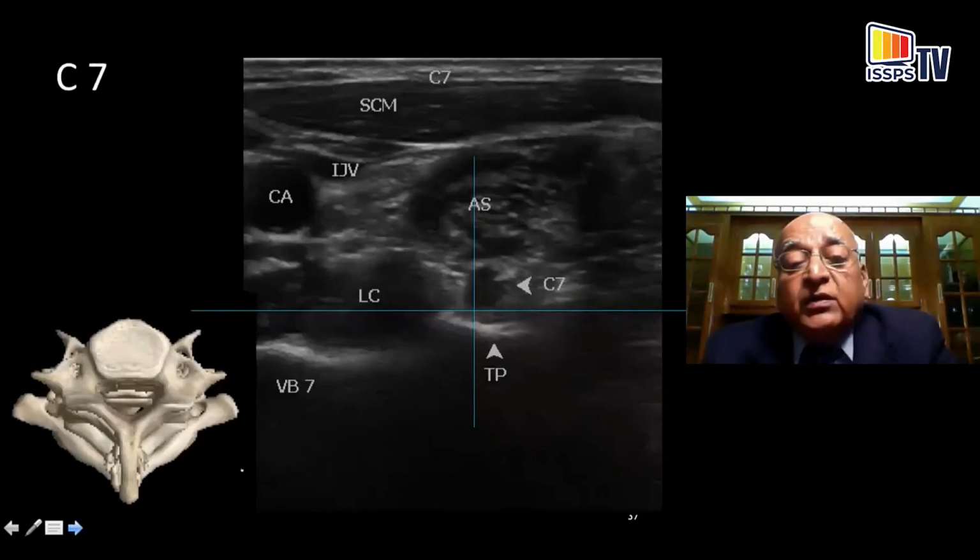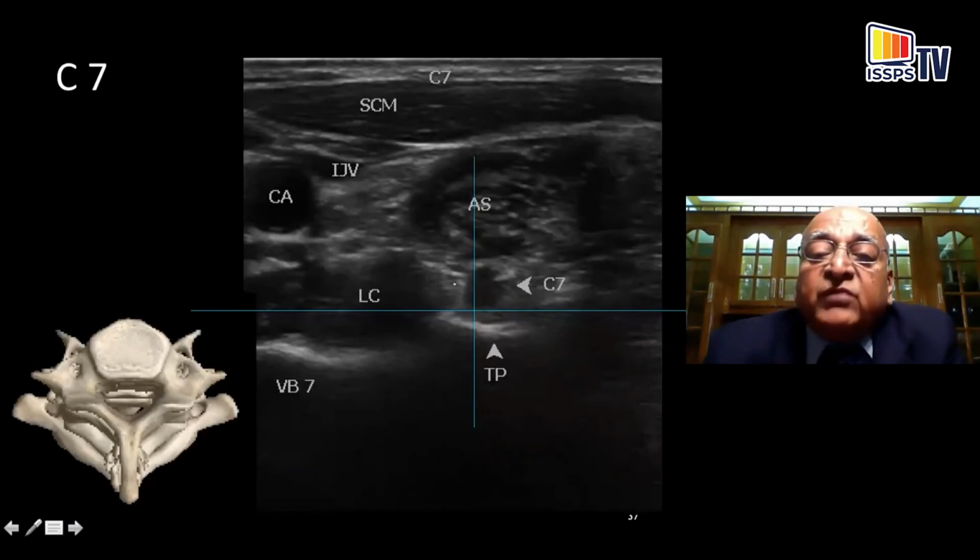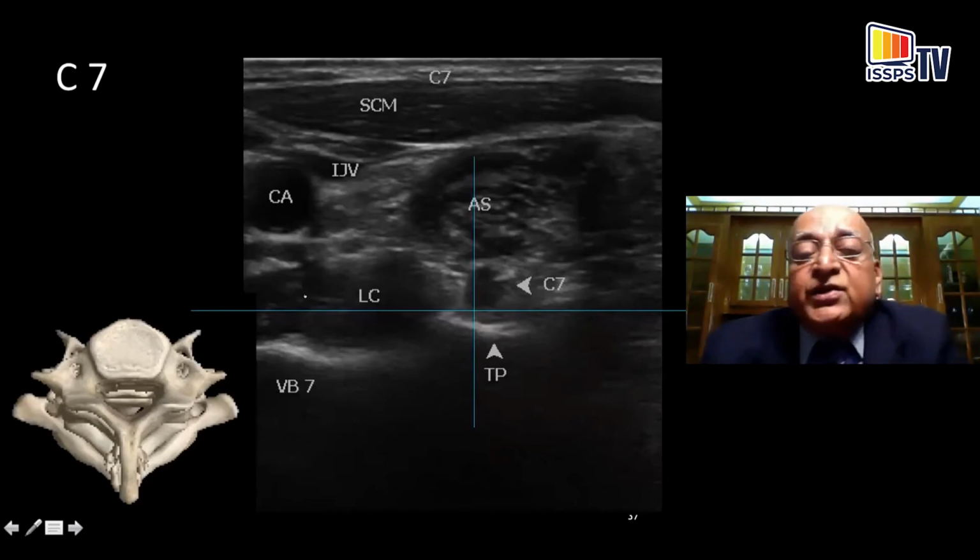Moving further down to the vertebral body of C7, as you can see, there is no anterior tubercle, and usually there is a very rudimentary posterior tubercle. But you can see the nerve root very clearly, and above that is your anterior scalene muscle, and medially is your longus colli.